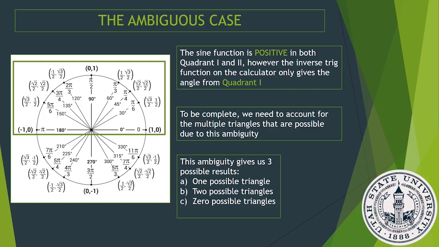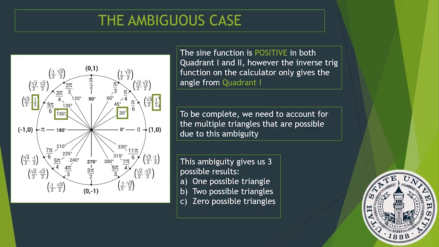For example, if we look at the angles 30 degrees and 150 degrees, they both have the same sine value of 1/2. However, if we plugged arcsine of 1/2 into the calculator, it would only give you the value of 30 degrees. Because of this ambiguity, we should always check whether or not there are more possibilities than what the calculator gives us. This ambiguity gives us three kinds of problems: some that have no possible triangles, some with one possible triangle, and some with two.